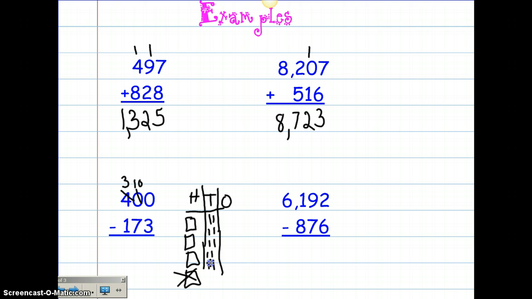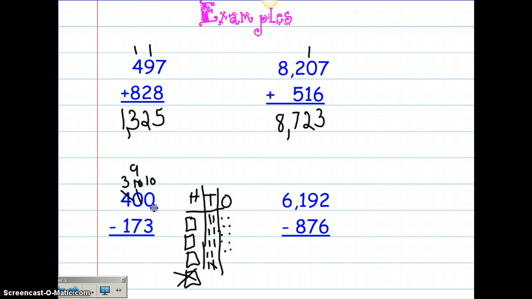Now I can borrow one of these sticks of 10 and I can move it over here, and then I can make myself have 10 ones. 1, 2, 3, 4, 5, 6, 7, 8, 9, 10. So how many 10s do I have here now? Well, I have 9 here now, and I have 10 ones.